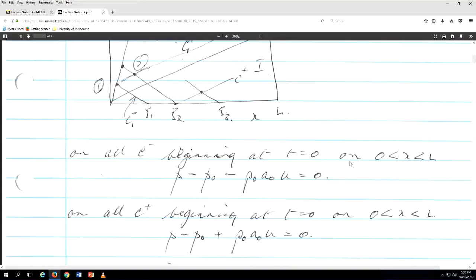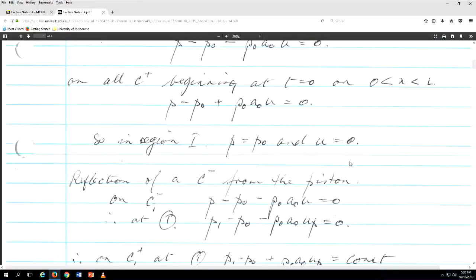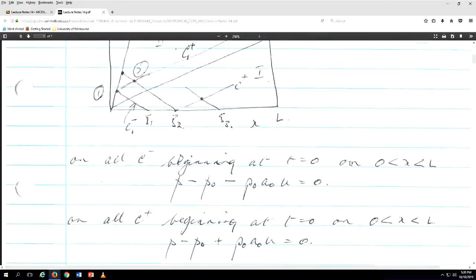I'm going to get P equal to P naught and U equal to 0. So that defines region 1 everywhere until this first characteristic. Everywhere inside here can be reached either from a characteristic that's negative or positive, and it'll be of this form. So in region 1, P is equal to P naught and U is equal to naught. But now, let's go back a little bit.